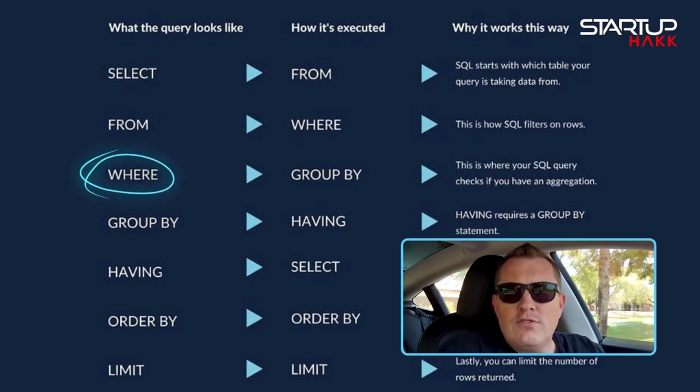Where. The where clause is used to filter the rows based on specific conditions. It restricts the data to only those rows that meet the specified criteria. Rows that do not satisfy the conditions are excluded from further processing.